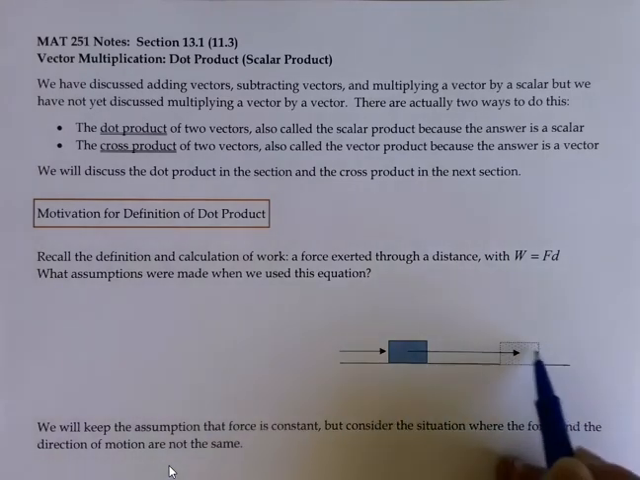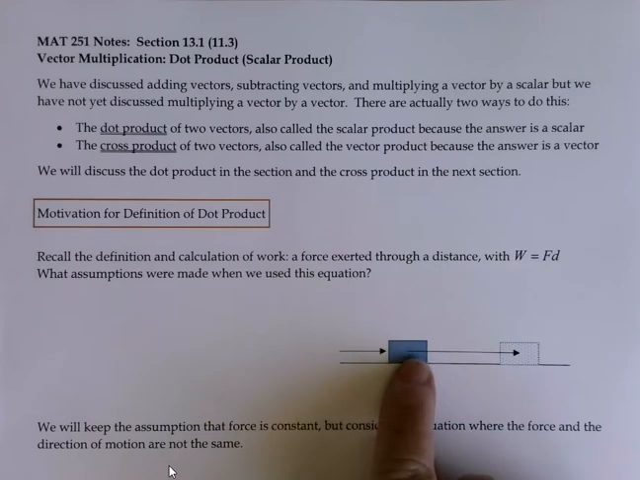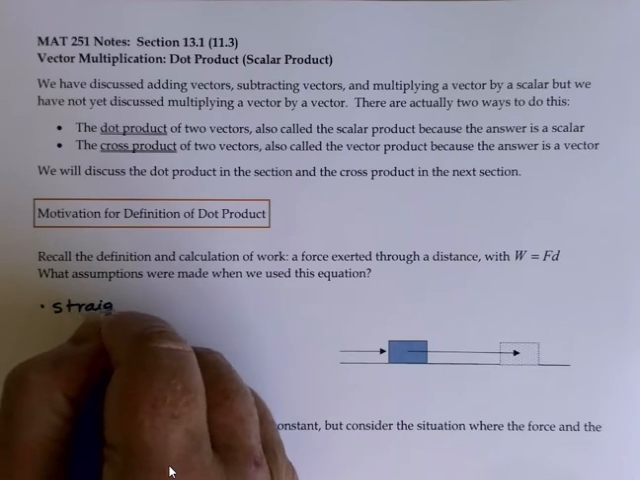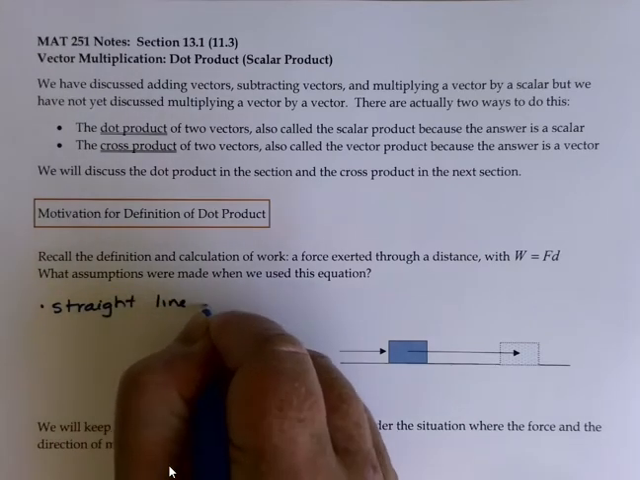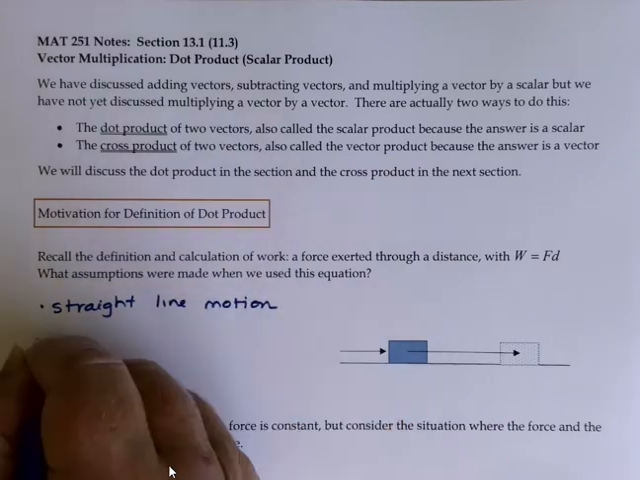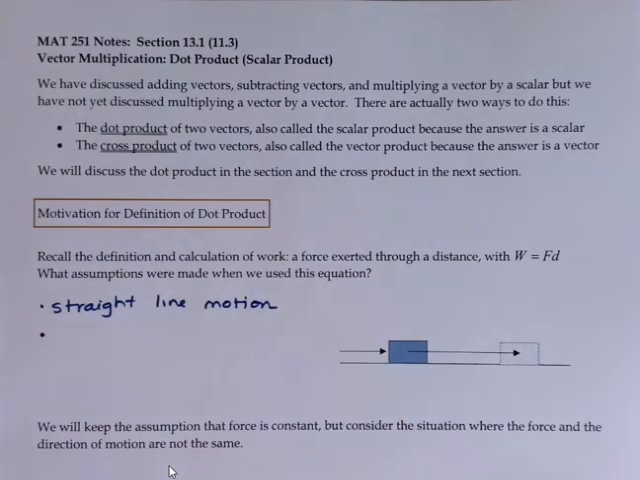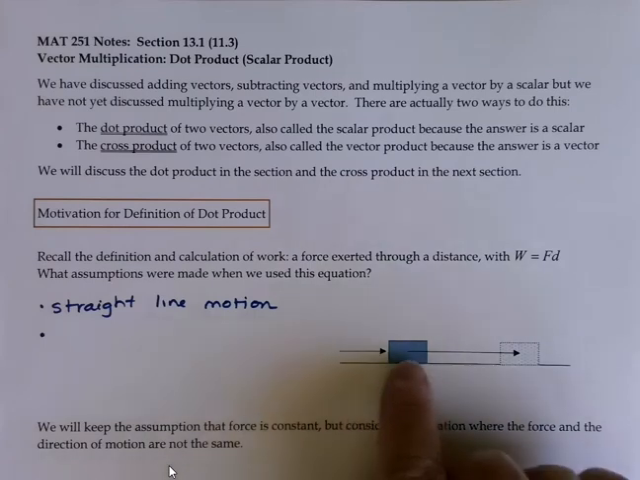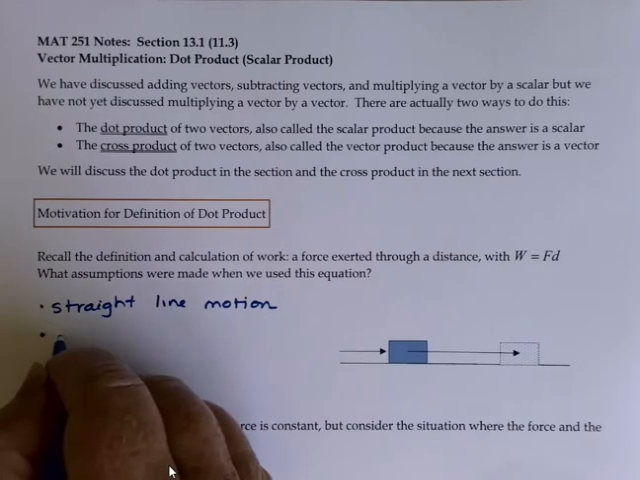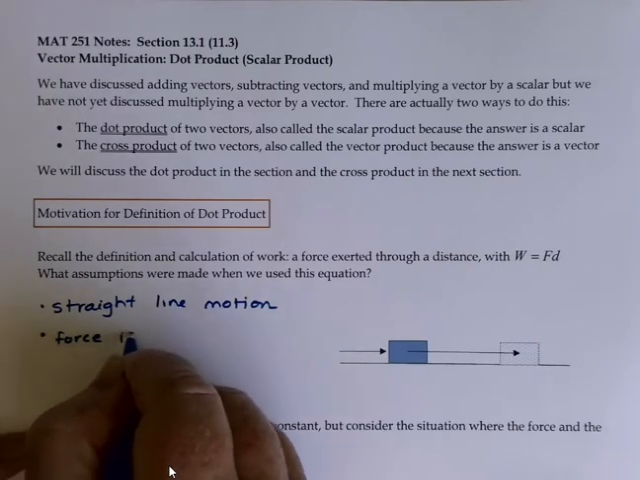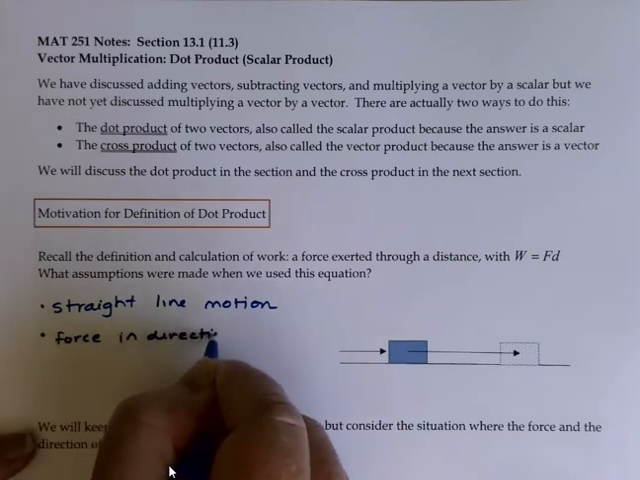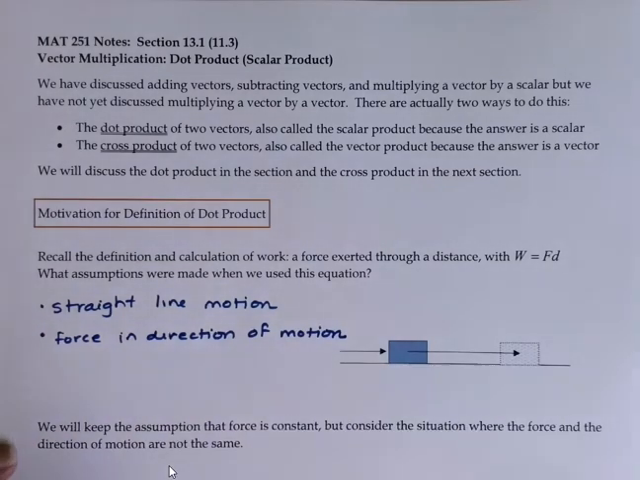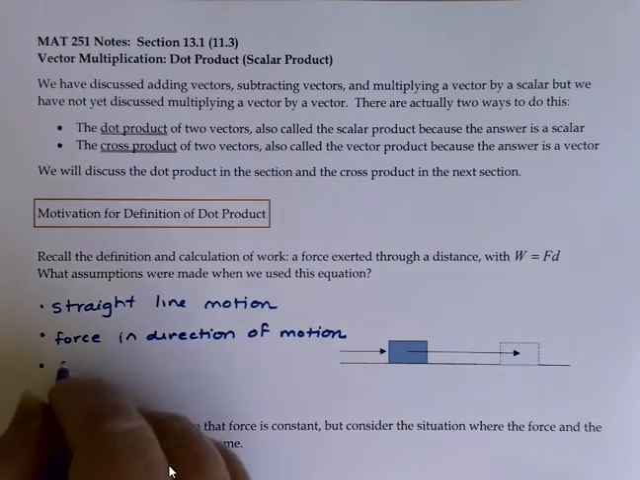As we can see, we were basically assuming, first of all, that the motion was all in a straight line. So straight line motion would be the first assumption. Secondly, we were assuming that the force was exerted in exactly the same direction as the object was moving. So force is in the direction of motion. And lastly, that the force was constant.